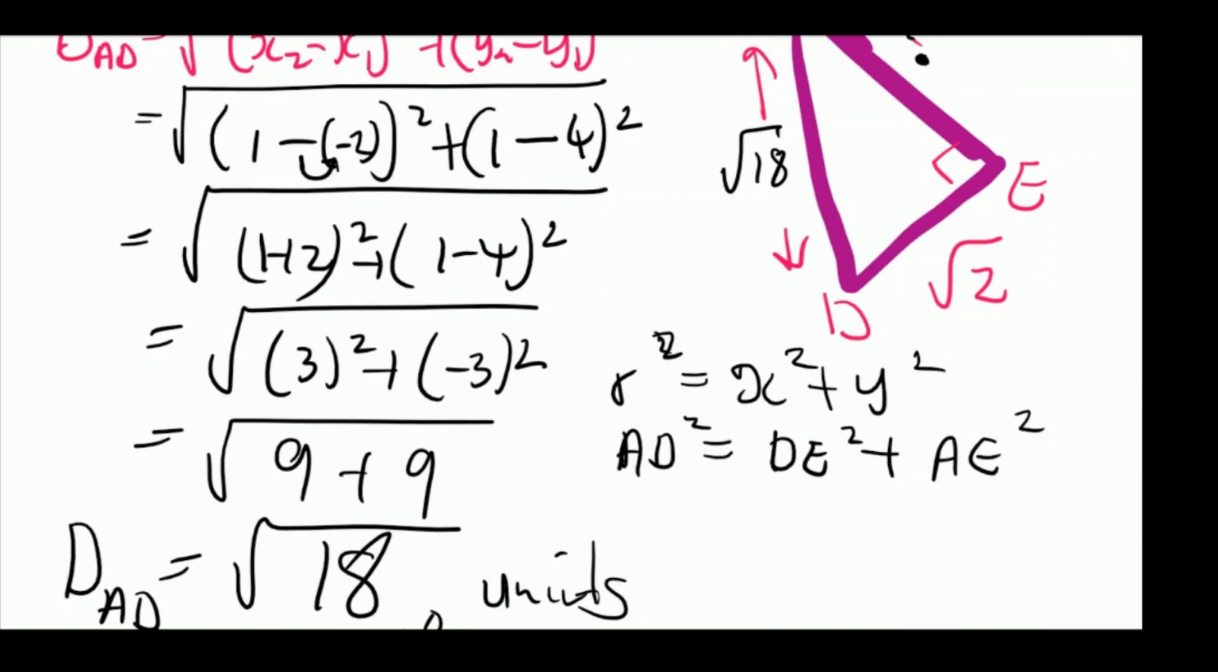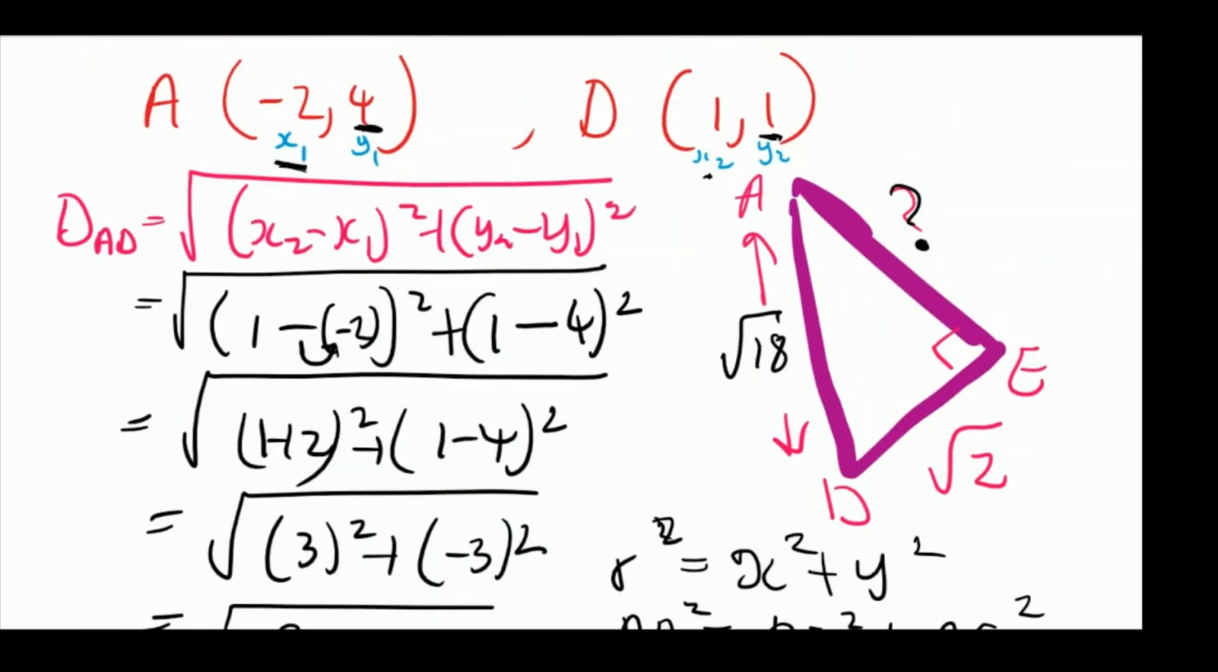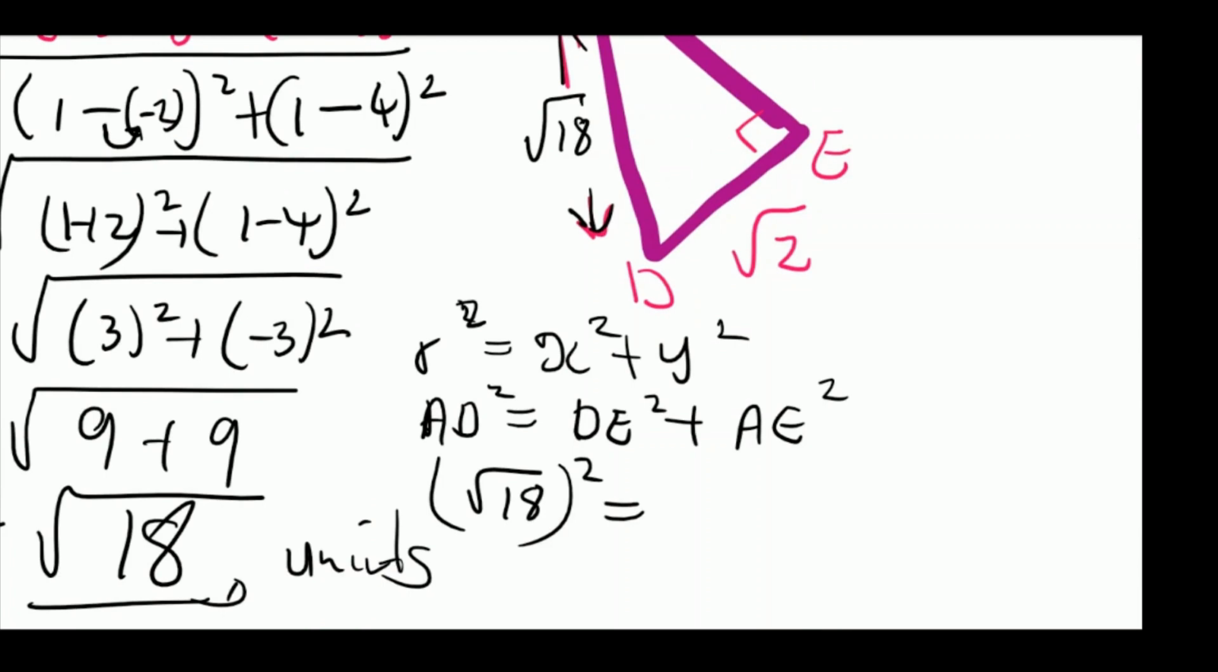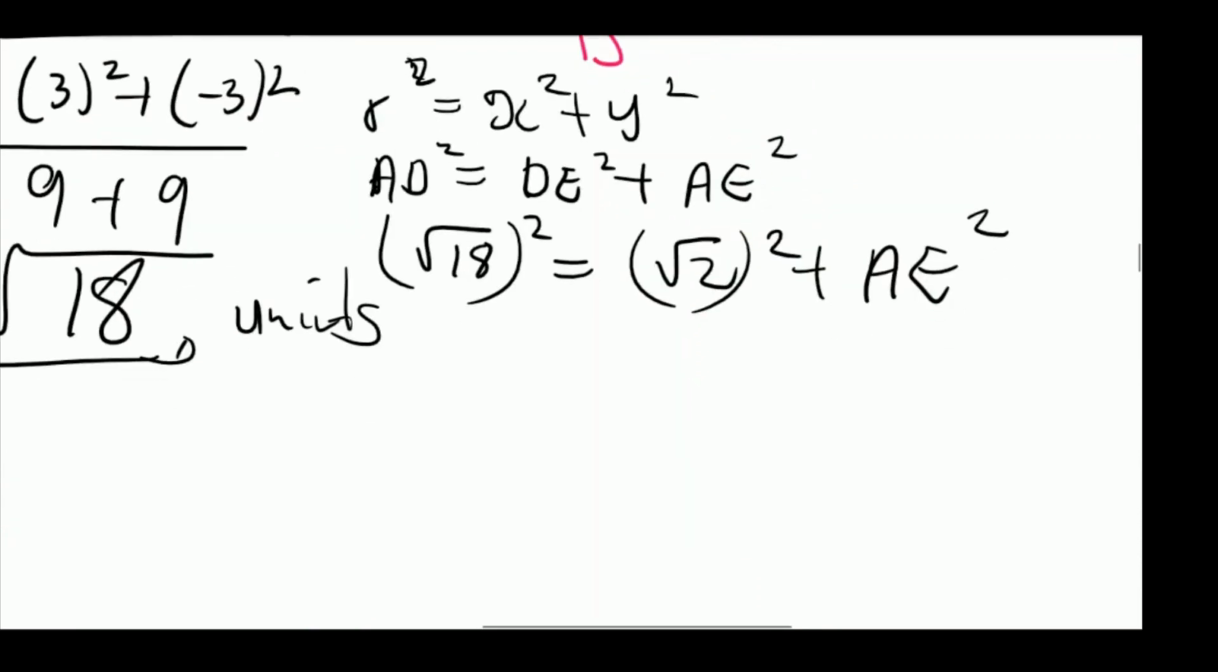So AD is equal to root of 2 all squared is equal to our... So AD, which is this side that we just calculated, this one here, is equal to root of 18, right? So it's going to be root of 18 all squared equals our DE, which is what we know here, being root of 2 squared plus AE squared, which is what we are looking for. So we can first find the answer.